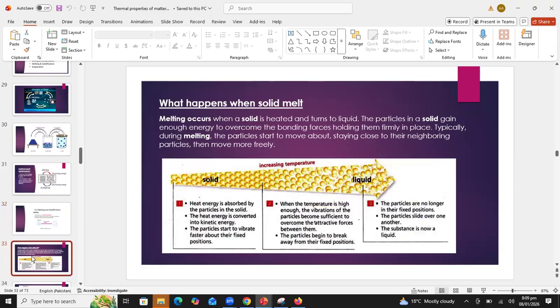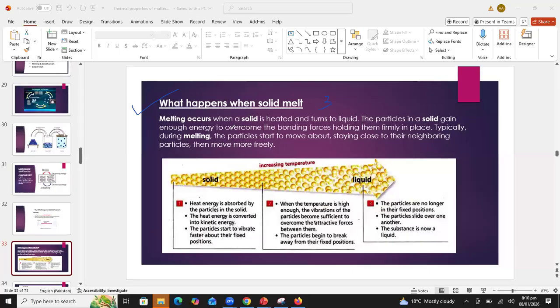You can understand this phenomenon with the help of this diagram. This question is important, and it will be asked in your exam: what happens when solid melts? This question will be asked in the theory paper for 3 marks. I'm repeating, this question will be asked in the theory paper for 3 marks. What happens when solid melts?